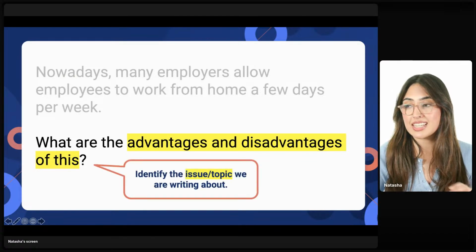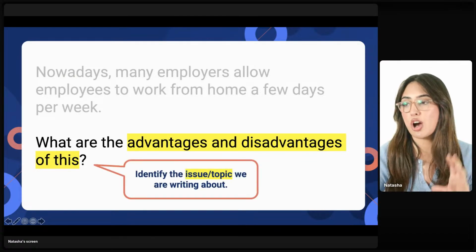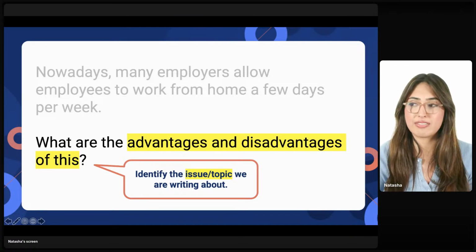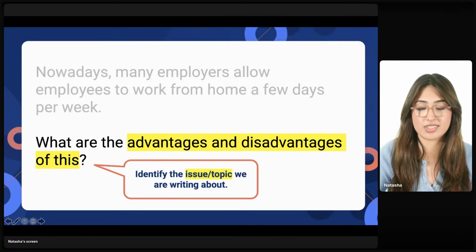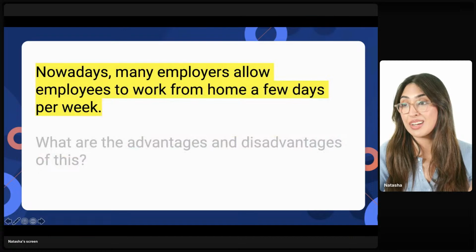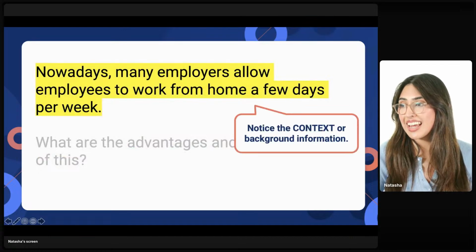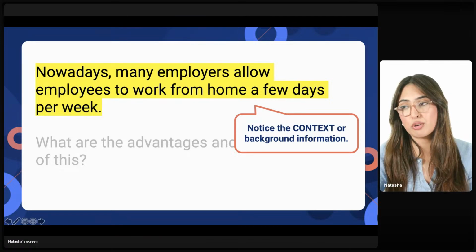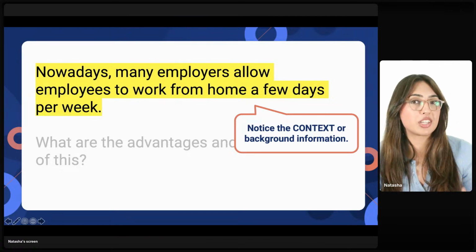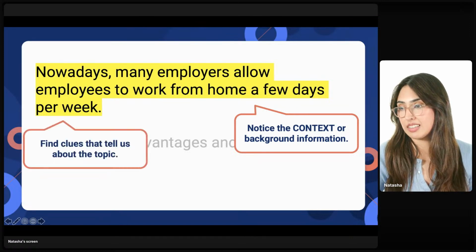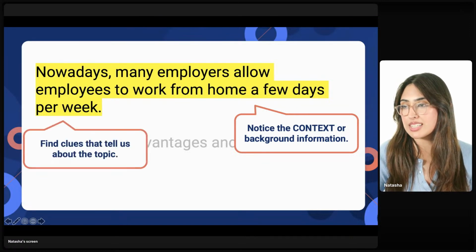Then we need to identify the exact issue or topic that we're writing about. From this question, we can't really tell. It says, what are the advantages and disadvantages of this? We have to go back into the essay prompt. We have to go to the background information and get some context. We need to notice this context and background information, and that will help us figure out what the topic of this essay is. So let's look for some clues that tell us about the topic.